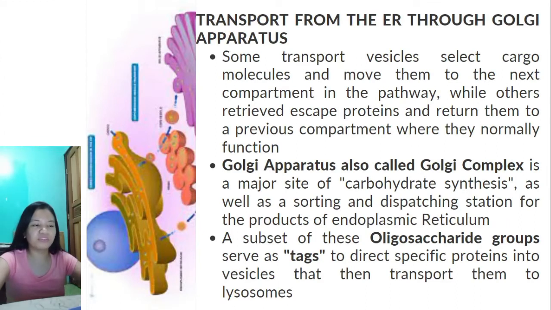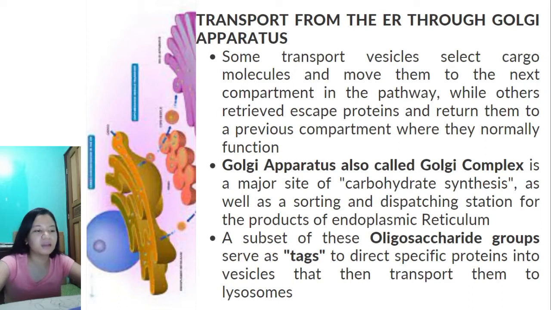So next, let's proceed to transport from the ER through Golgi apparatus. So yung transport from one compartment to the next, syempre nag-involve yun ng delicate balance between forward and backward or yung mga retrieval transport pathways. So, yung mga ibang transport vesicles ay namimili o nagse-select ng mga cargo molecules and then nililipat nila ito sa next compartment in the pathway. While yung mga ibang transport vesicles naman ay nagre-retrieve ng mga escaped proteins and then binabalik nila ito sa previous compartment kung saan normally nagfa-function yung mga escaped proteins.